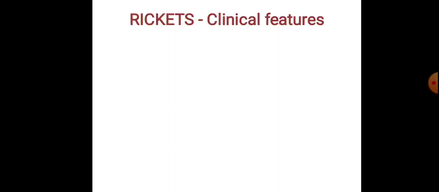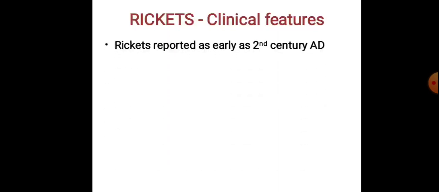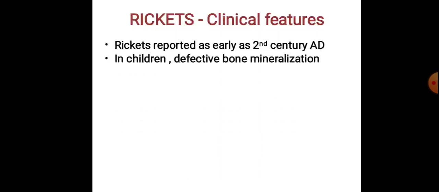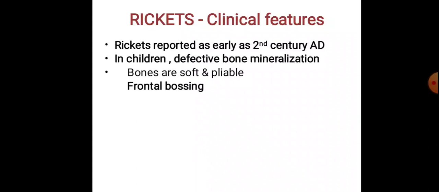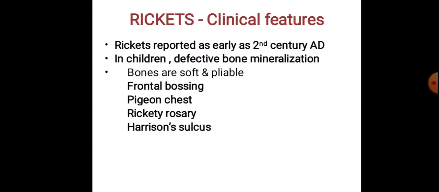What are the clinical features of rickets? Rickets was reported as early as the 2nd century AD. In children there will be defective bone mineralization, and the bones are soft and pliable. There will be frontal bossing, pigeon chest, rickety rosary, Harrison sulcus, bow legs, and also knock knees. These are the main features of rickets.